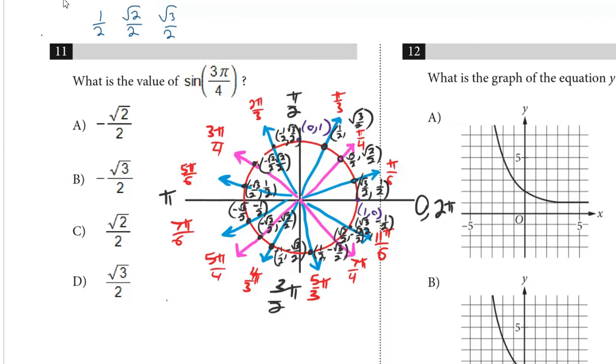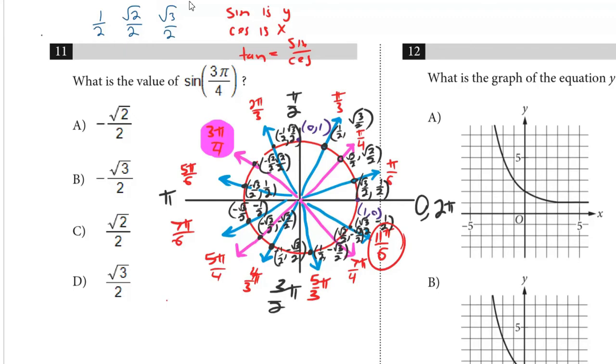So now we're looking for 3 pi over 4, and the rule is really simple. The sine values come from the y of each point. The cos values come from the x of each point, and if you want to get fancy, the tan is equal to sine over cos. So if I needed the tan of 11 pi over 6, I would take the y value of that point divided by the x value of that point. So this is actually really easy.